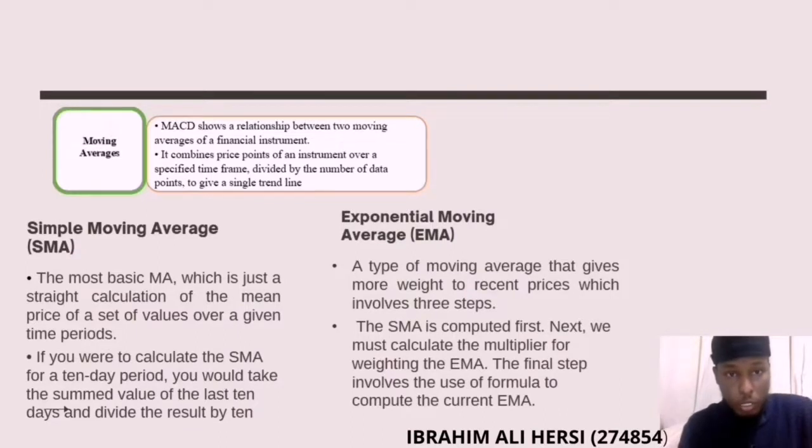Now, exponential moving average, a type of moving average that gives more weight to recent prices, which involves three steps. The SMA is computed first. Next, we must calculate the multiplier for weighting the EMA. The final step involves the use of a formula to compute the current EMA.